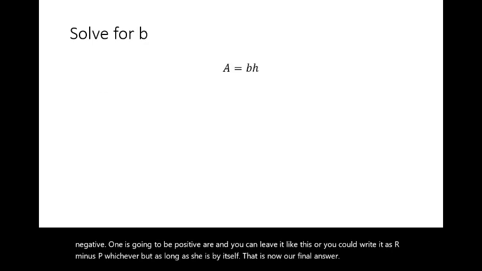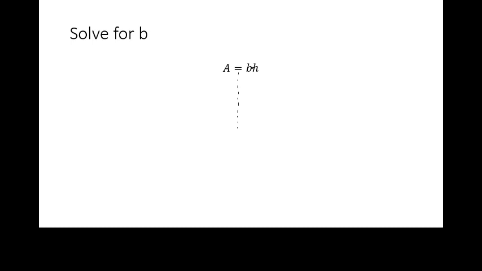So for this next one, we are supposed to take this literal equation. This is actually the area formula for a rectangle. Area equals base times height. And we are going to solve it for b. So there is hidden multiplication between the b and the h.